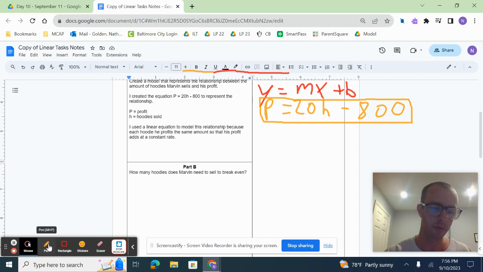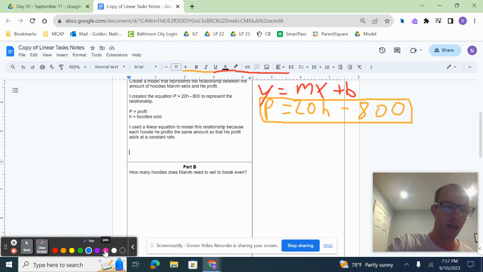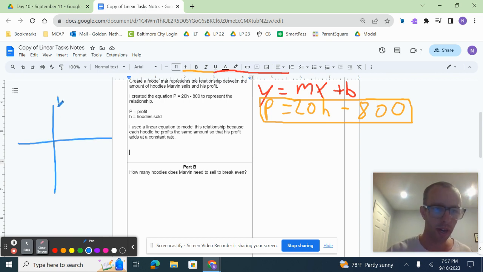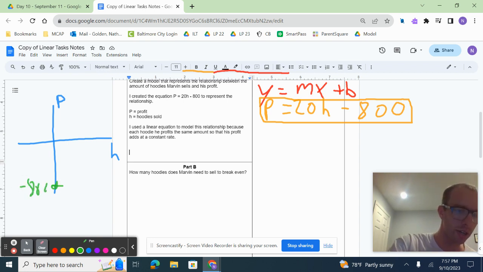You don't need to draw this part, so I'm going to draw it over here. So just really, this is going to be me showing you something, right? Imagine we have this graph where we have your profit and your amount of hoodies sold. I'm going into more detail than I need to here, but that's okay. Well, where do you begin? Hopefully you know. Where does he begin? He begins at negative 800.